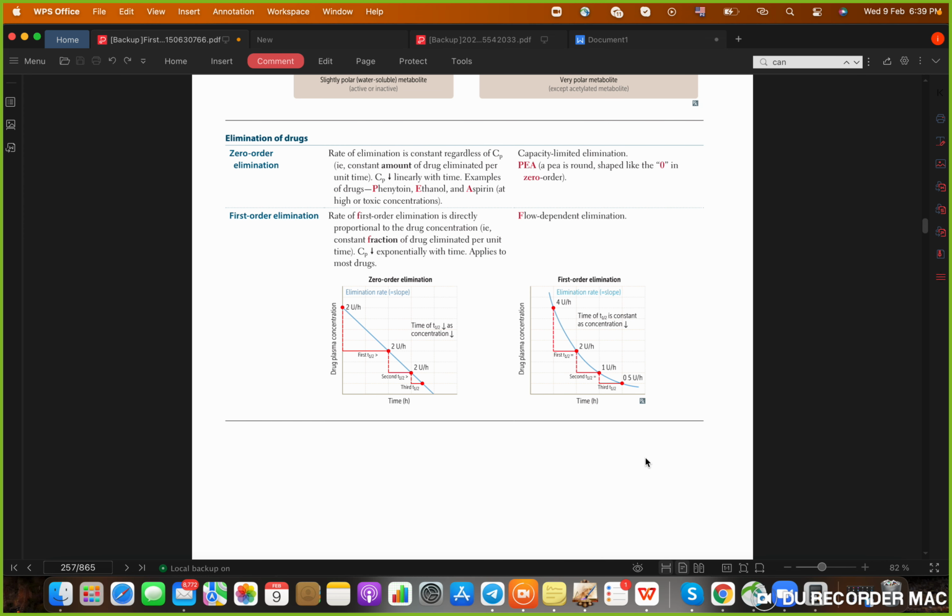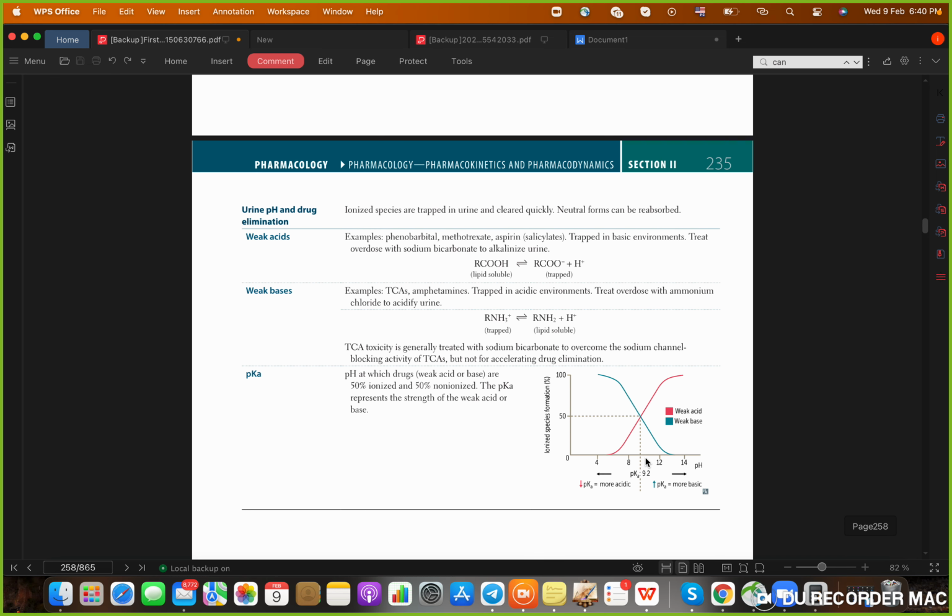You need to know which one will lose a constant amount versus which one is going to lose a fraction. A constant amount means an actual milligram, something countable, touchable. It's not a percentage. But in first order elimination, it's a fraction. It is a percentage.